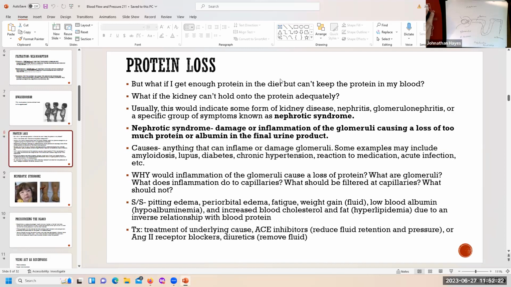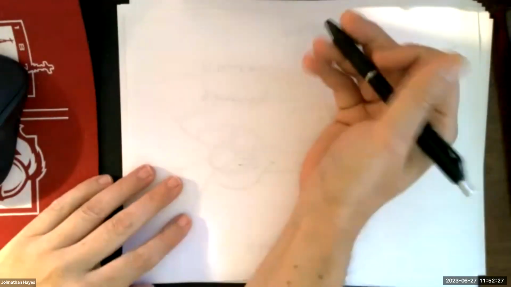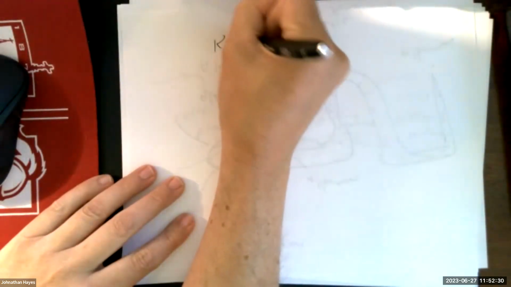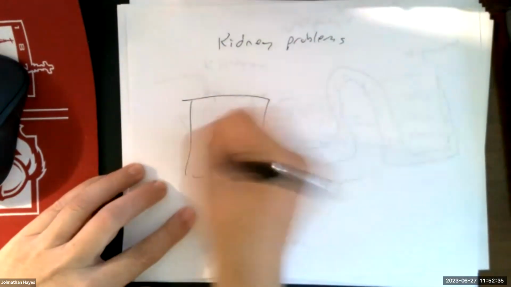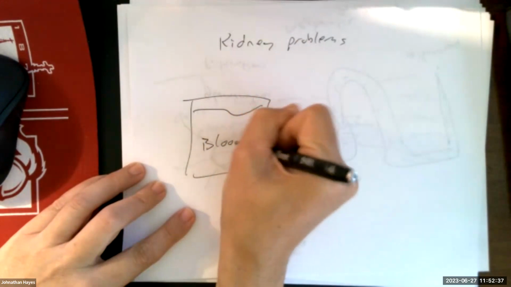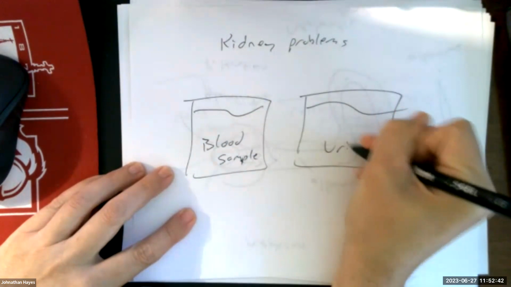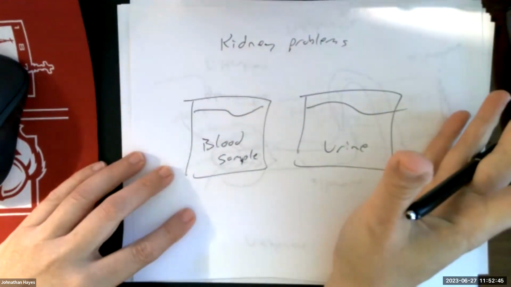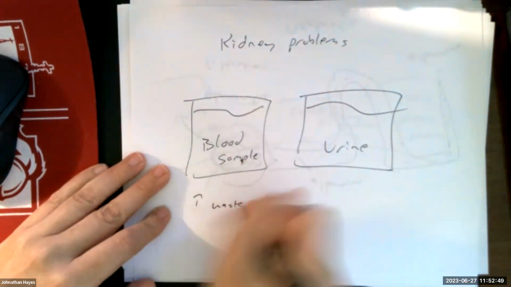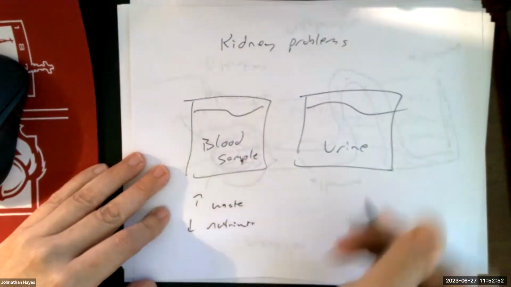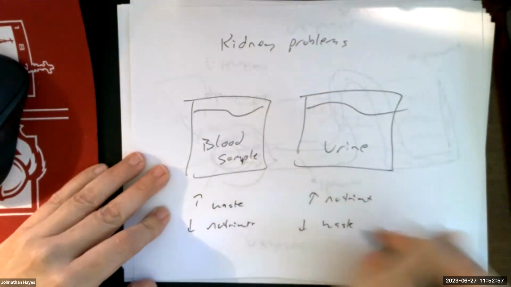So a lot of times when you're dealing with kidney issues, and we'll talk about this more with the kidney itself, it's a comparison of two things. When you have kidney problems, there's two things we can compare. We can compare a blood sample with a urine sample. And this is the general overall idea. If you understand the general overall idea, you understand kidney problems. But the blood will start increasing in waste, decreasing in nutrient, and the urine will start increasing in nutrient and decreasing in waste, because the waste is getting left behind.